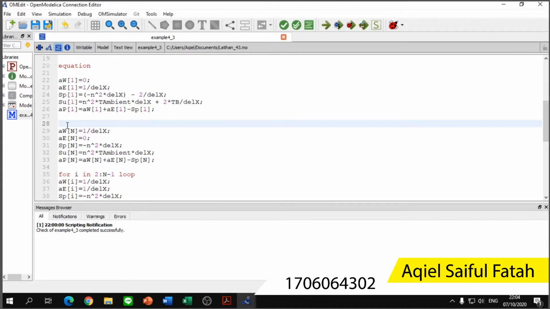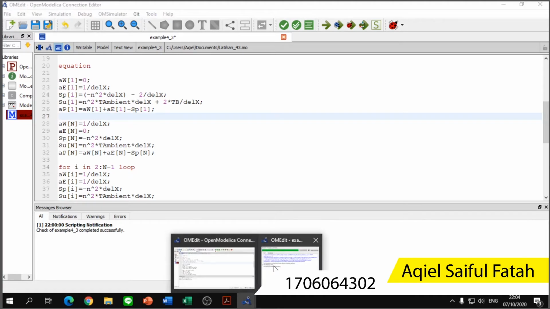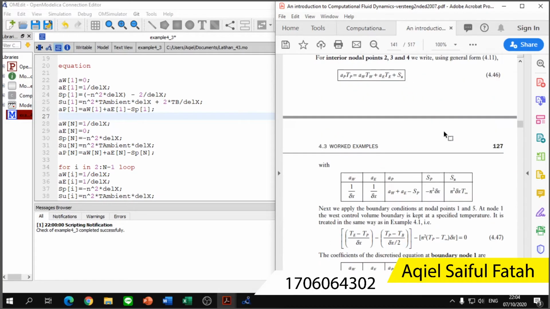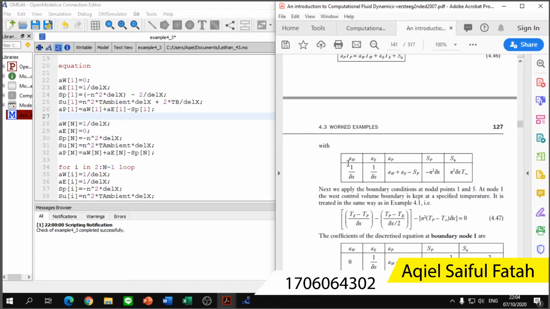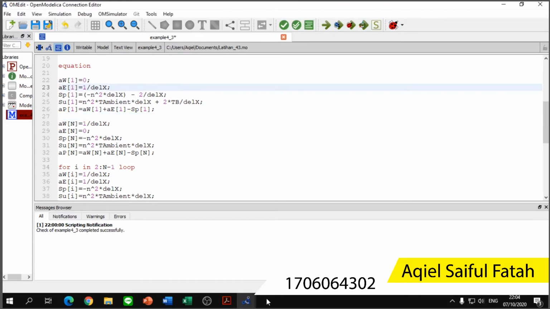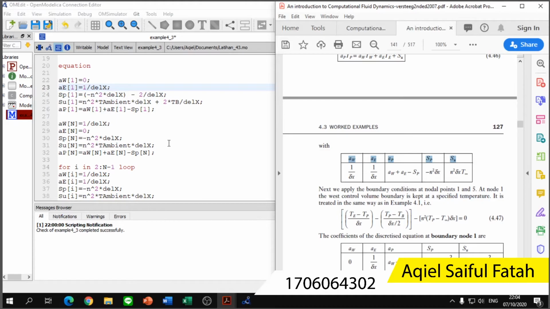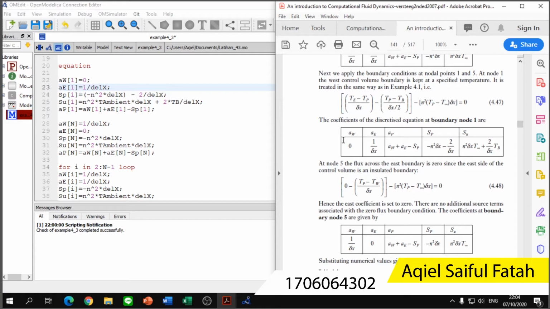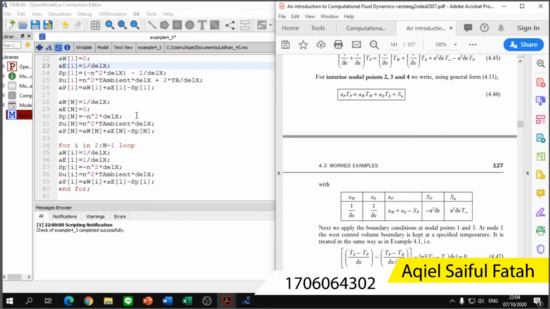And then just like example 4.2, we put in the general equations of each parameter into this software, where node 1 and node 5 will be like this for node 1 and this for node 5, and those in between will be following this, in example 4.46.